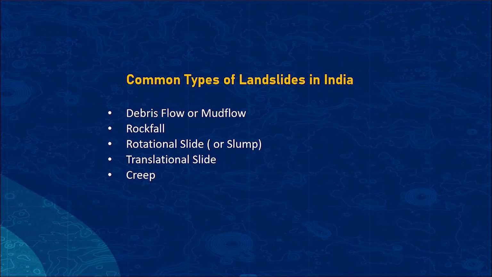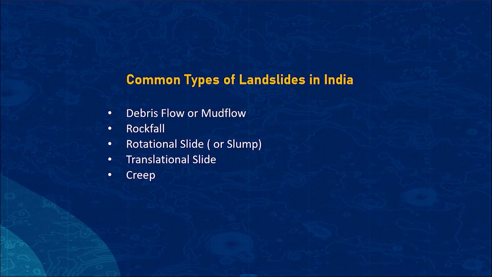Landslides in India vary in how they move, what materials are involved, and how quickly they happen. Here are the most common types seen across the country, especially in the hilly and mountainous regions. First, debris flow or mud flow. This is a fast-moving wet mixture of soil, rock fragments, water, and sometimes vegetation that flows downhill like a thick river of mud.